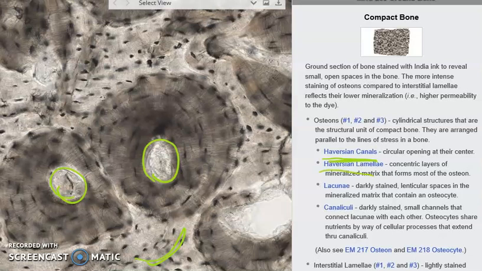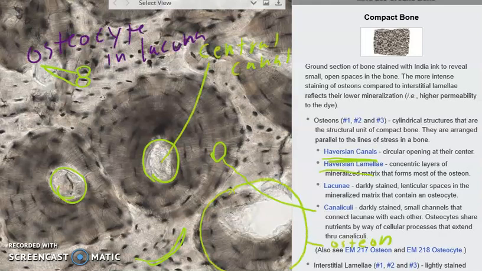Now we can see our lacunae. All of these are lacunae with osteocytes in them. So I'm going to be sneaky and point to those two. Then we have our canaliculi. So here's our canaliculi. I'm going to be sneakier and label it like that. And lastly, I need to label an osteon. So there's my osteon. So that is what you are labeling on this picture.